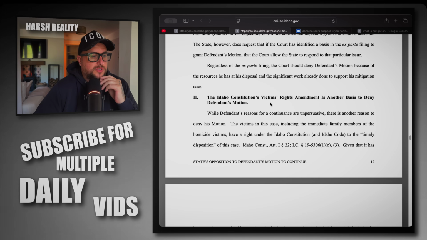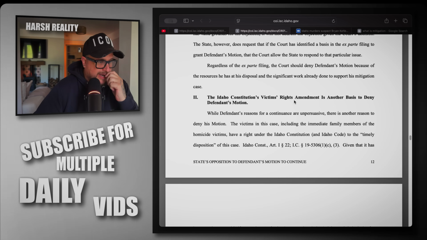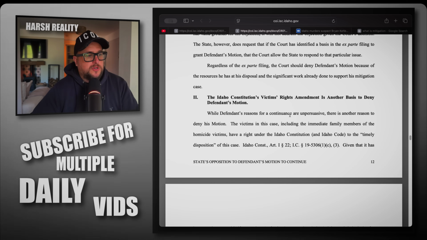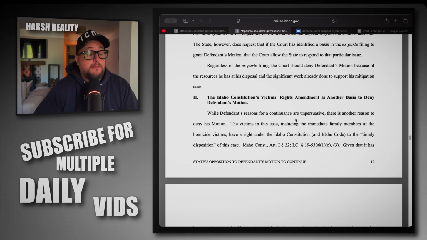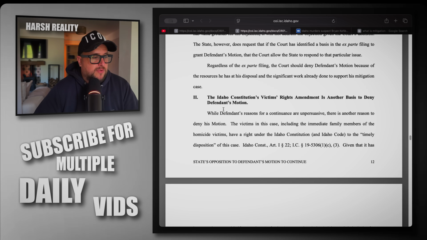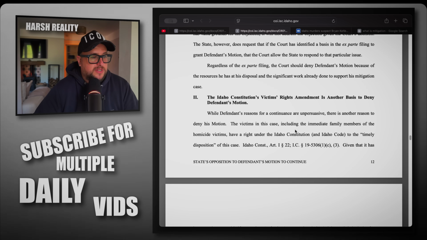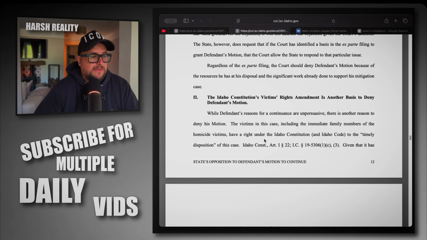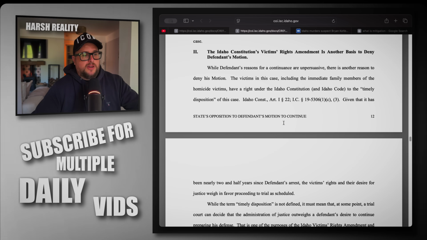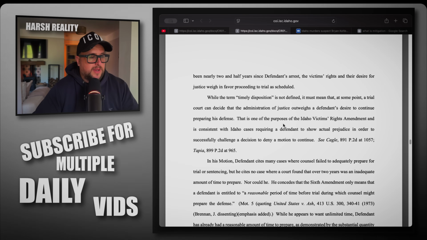The Idaho Constitution's Victims' Rights Amendment is another basis to deny defendant's motion. While defendant's reasons for a continuance are unpersuasive, there is another reason to deny this motion. That's the victims in this case, including the immediate family members of the homicide victims, have the right. So, and we know where that's heading. Do you know what I mean? We know where that's heading.